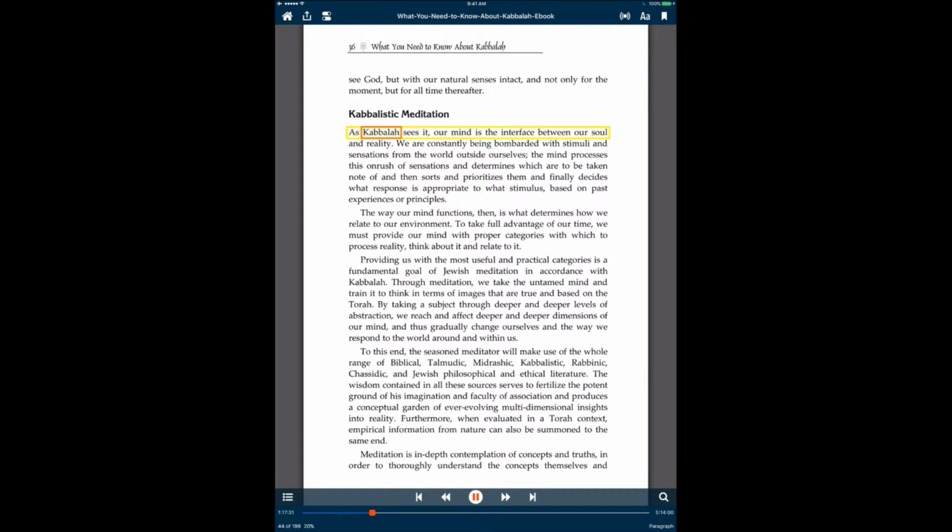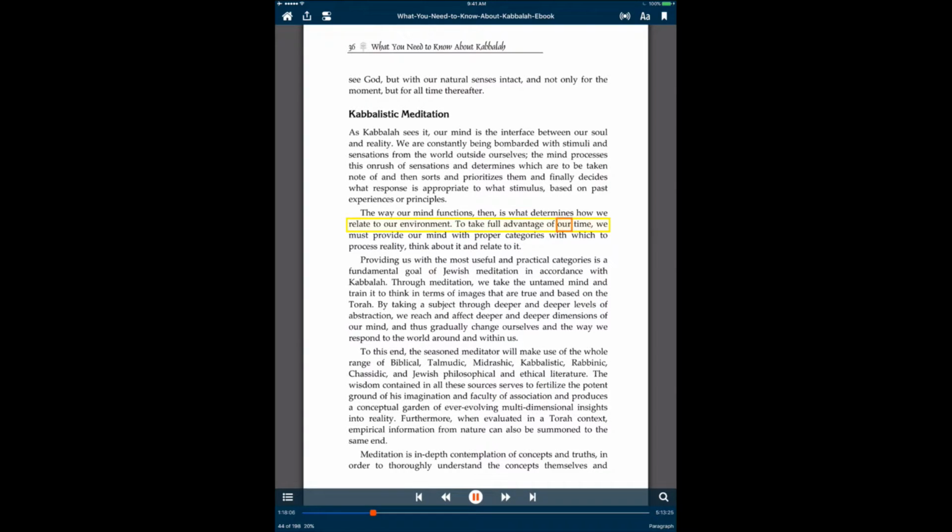Kabbalistic meditation. As Kabbalah sees it, our mind is the interface between our soul and reality. We are constantly being bombarded with stimuli and sensations from the world outside ourselves. The mind processes this onrush of sensations and determines which are to be taken note of, and then sorts and prioritizes them and finally decides what response is appropriate to what stimulus, based on past experiences or principles. The way our mind functions, then, is what determines how we relate to our environment.